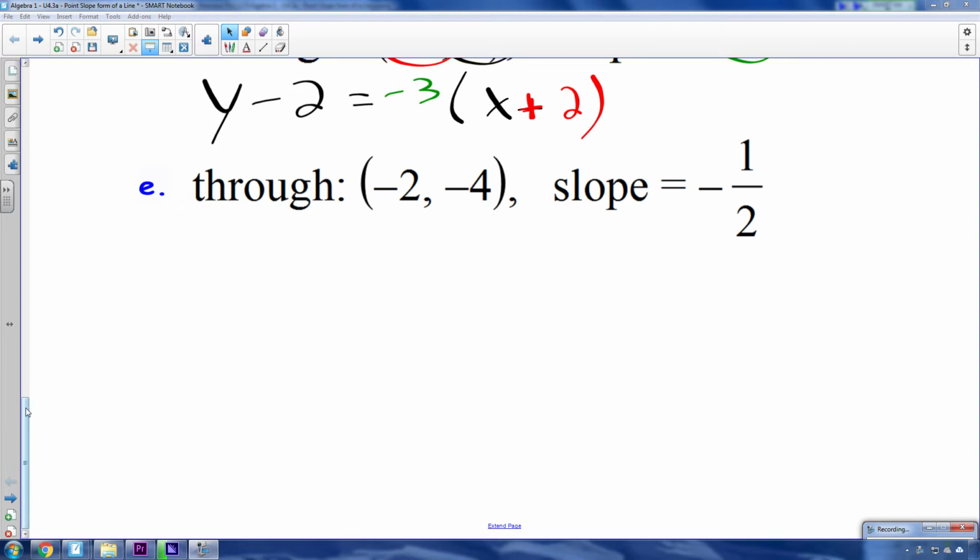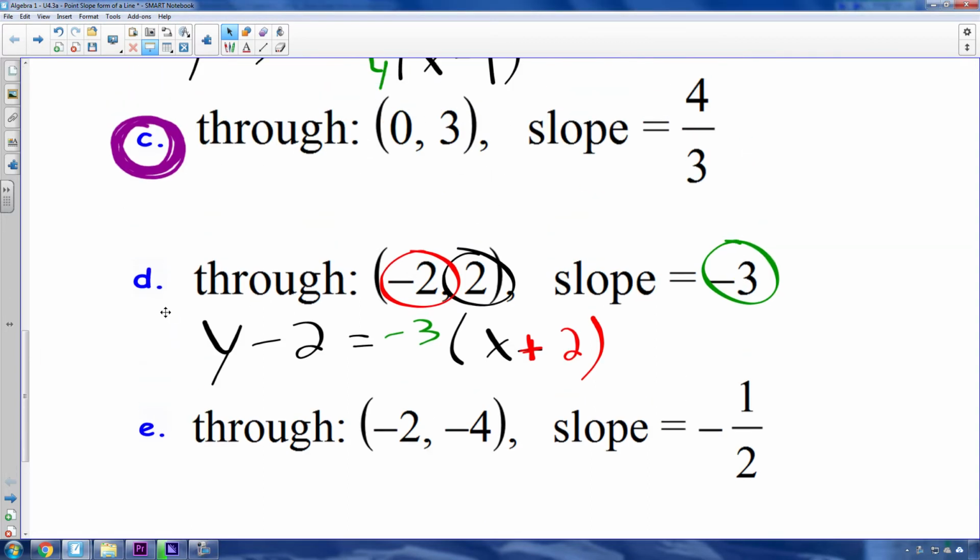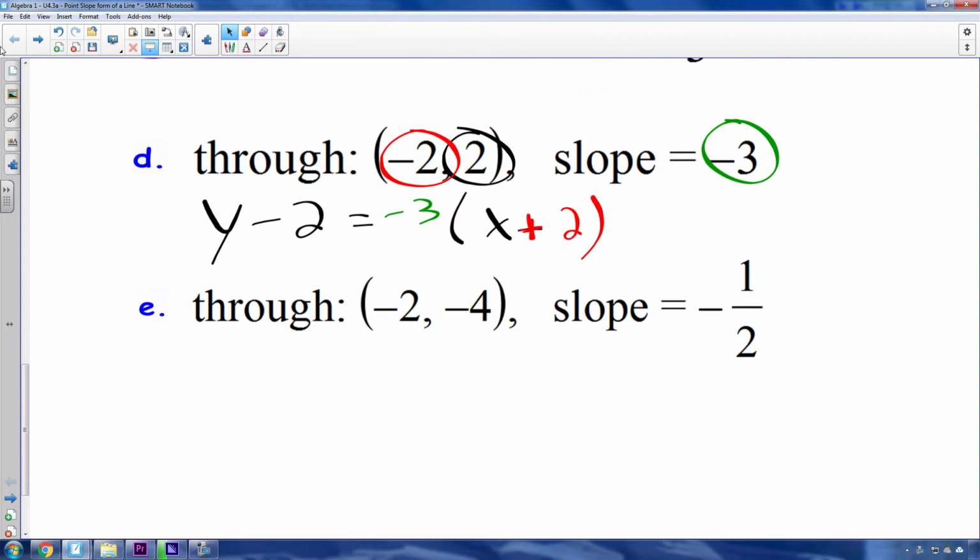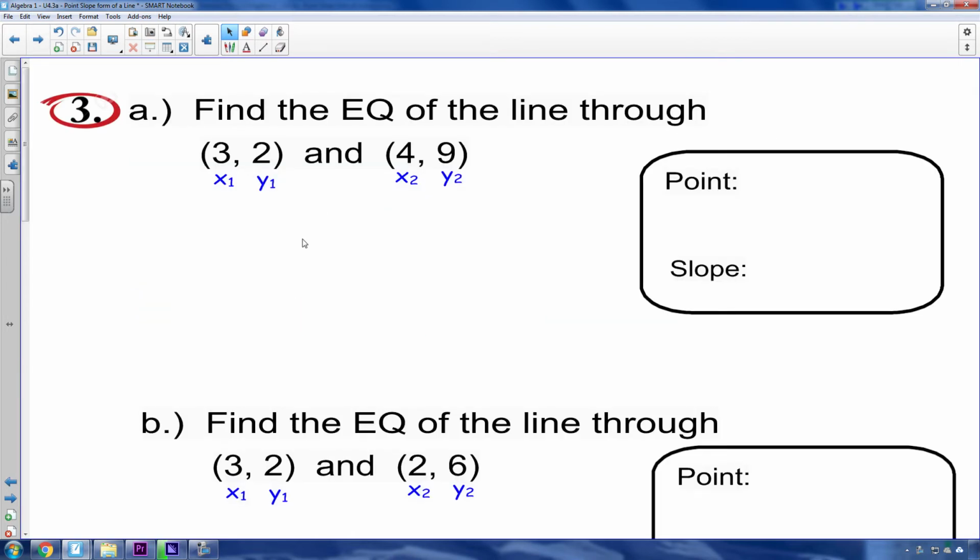Okay, so you tried part E, hopefully, and are feeling decent about that. So let's move on to the back here for you guys, I believe. And we're trying to find the equation of a line through 2 points.